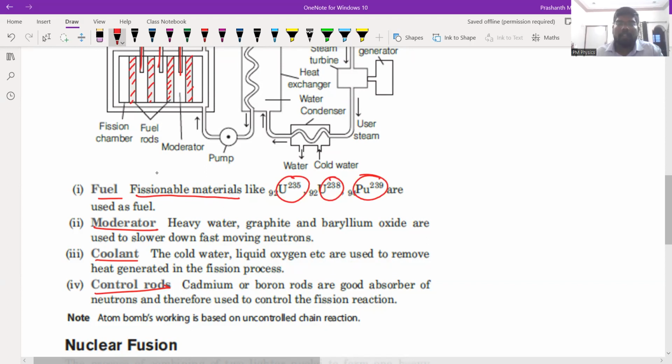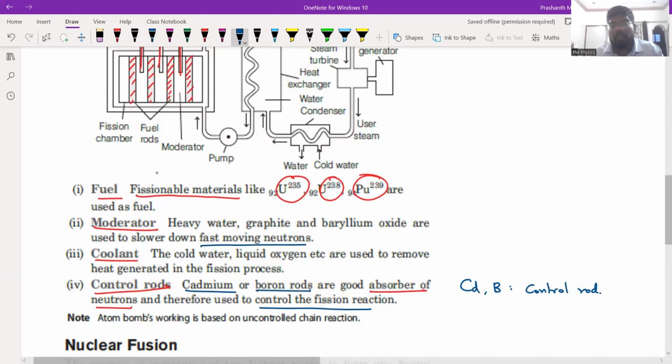Next, if they release a larger number of neutrons, it becomes uncontrollable. So we have to absorb the neutrons. The best examples for absorbing neutrons are cadmium and boron. You should remember these, because they will ask as a theoretical question. Cadmium and boron are the examples used as control rods to control the fission reaction. So cadmium and boron are control rods.